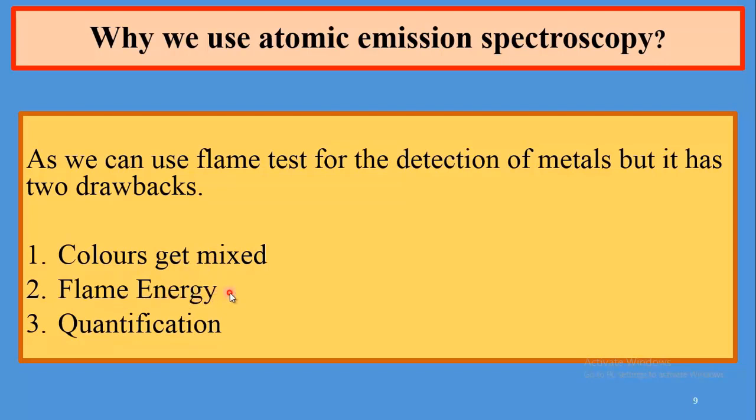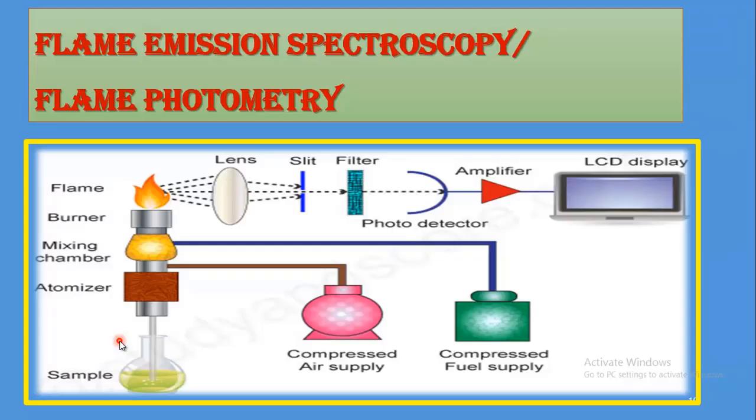Flame energy: with the same simple flame, it is difficult to ionize most of the elements, so the flame energy is also low in the simple flame. And then quantification: it is only a qualitative test, we cannot quantify the sample. So these are the drawbacks of the simple flame test. So now we have to use flame photometry, which is used for both qualitative and quantitative analysis of matter.